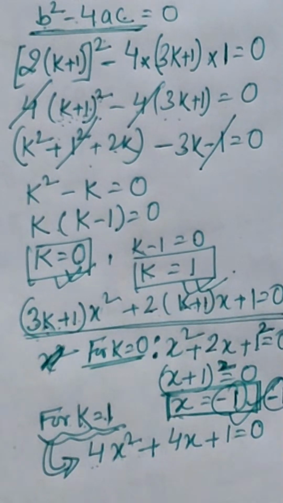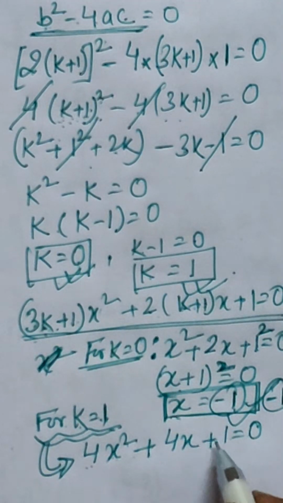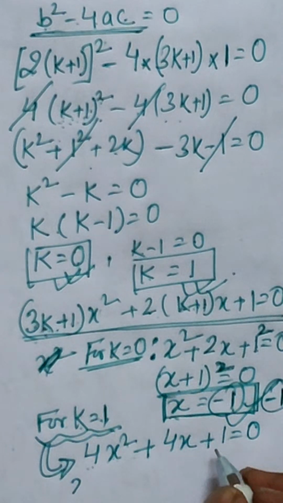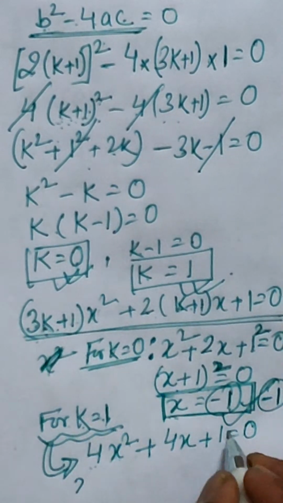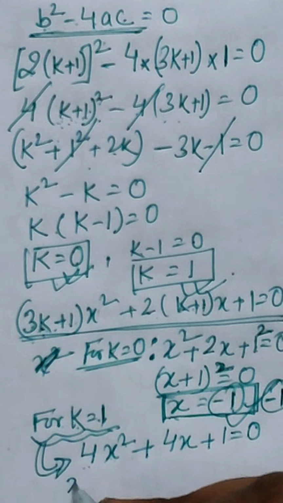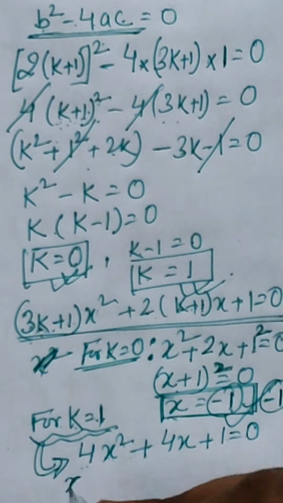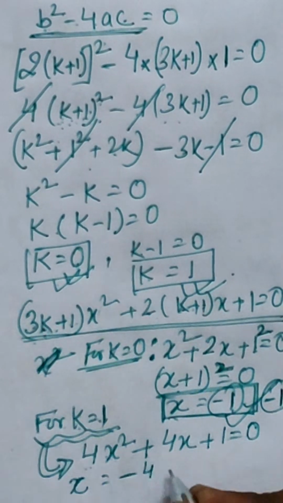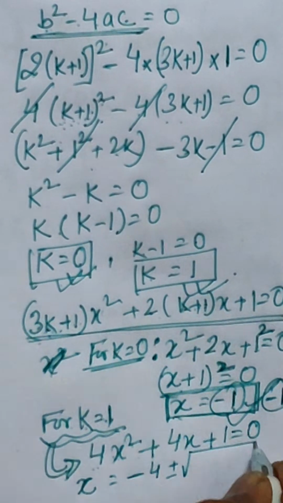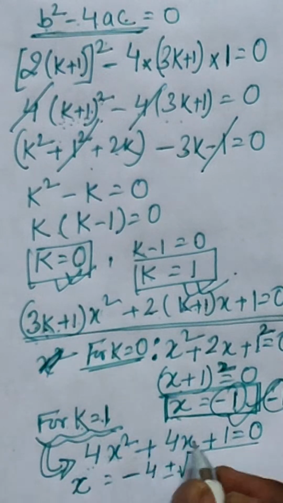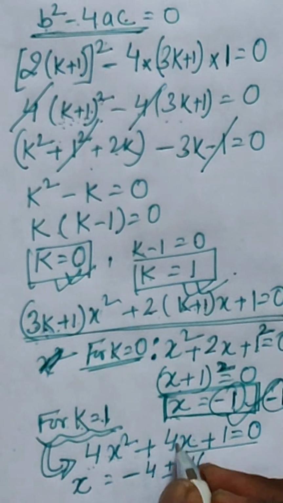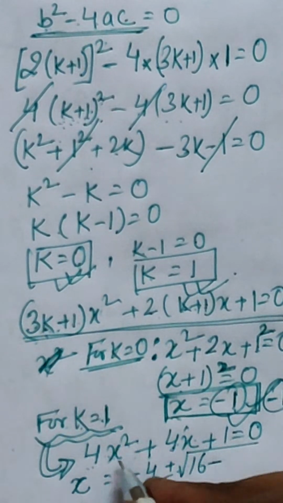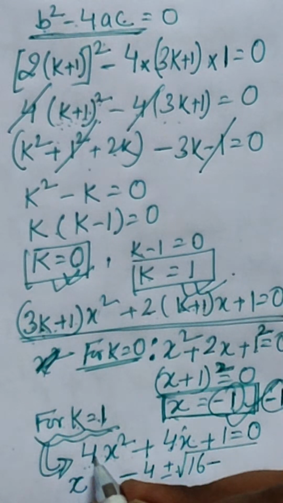So 4x square plus 4x plus 1 equal to 0. So this will give you the value of roots. So 4 into 1 will be 4. Just using the formula, write the roots, that is x equal to minus b, that is minus 4 plus minus root over D. Discriminant is b square minus 4ac. B square is 4 square, 16, minus 4ac, 4 into 4.